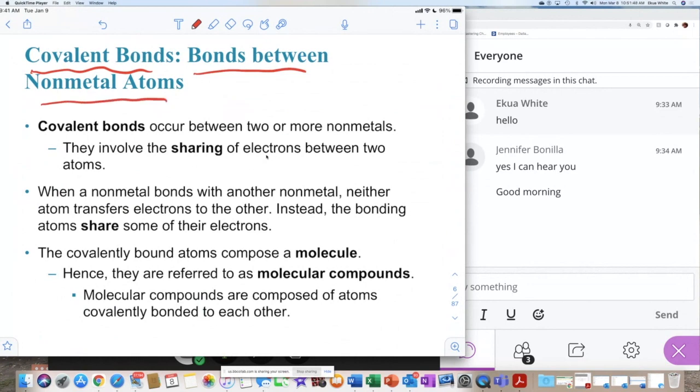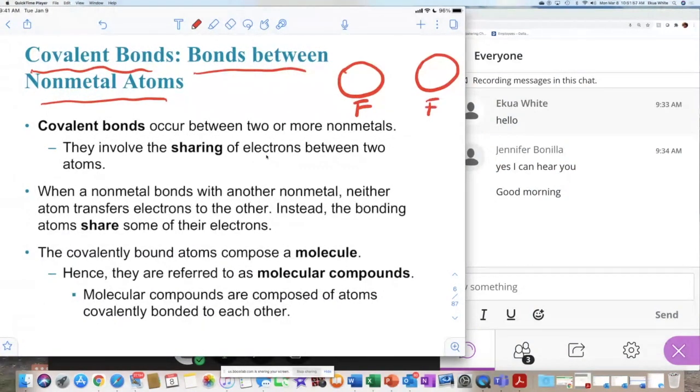Trying to form a bond. Remember, nonmetals tend to be smaller. So imagine two fluorines. I'm drawing them a little bigger here so we can see. The nature of each fluorine individually is they're small, right? They're stingy with the electrons, and neither really wants to give up their electrons. So how do you find a compromise?